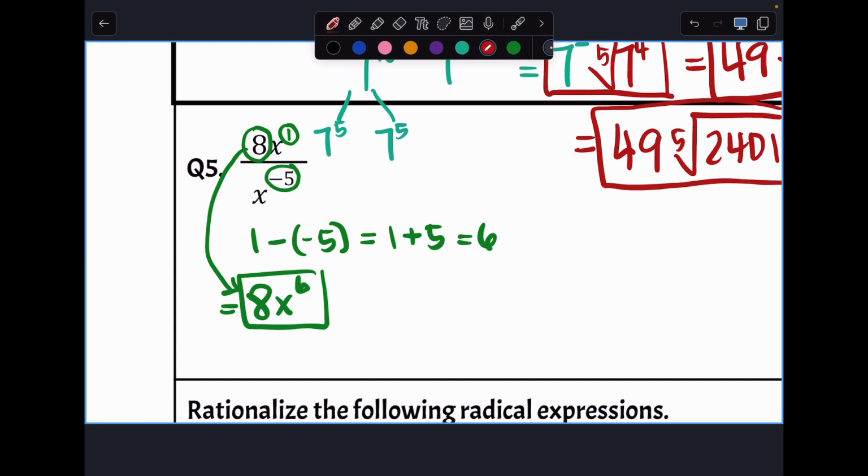That's one way. Here's another, okay? So 8x over x to the negative 5th power, right? Remember, I told you, whenever you have a negative exponent, you can take the reciprocal, right? So if I take the reciprocal of x to the negative 5th power, this is the same thing as saying 1 over x to the 5th power. Agreed? And when you divide a fraction, what do we do?